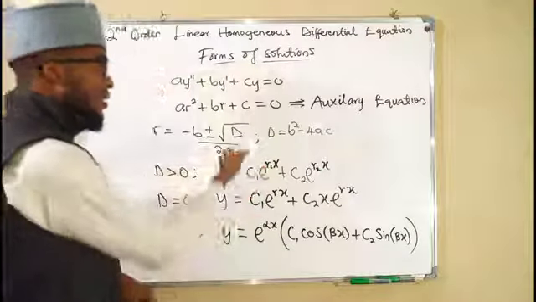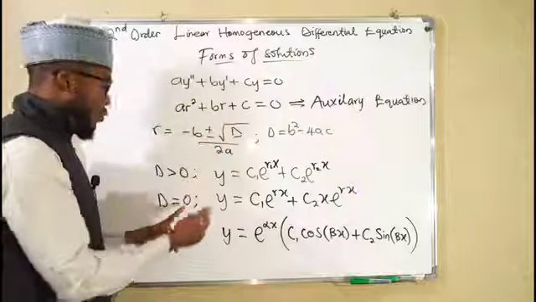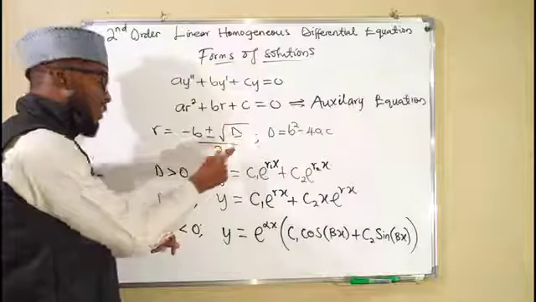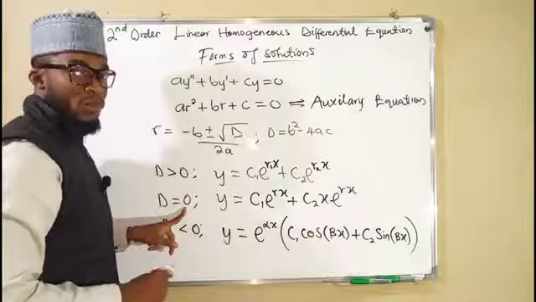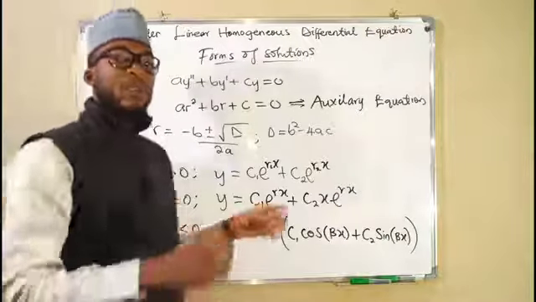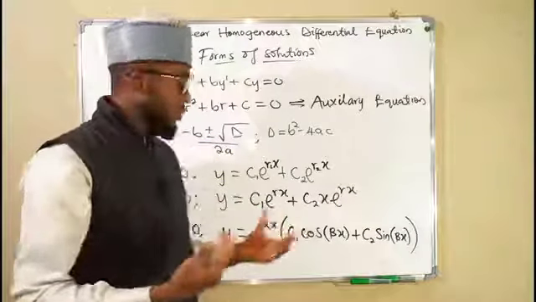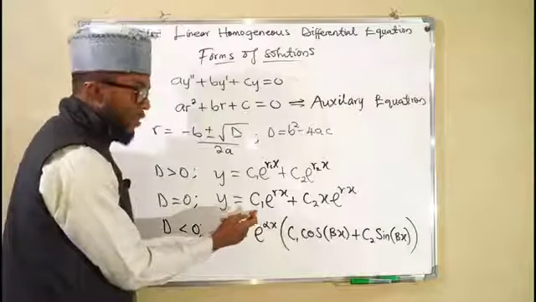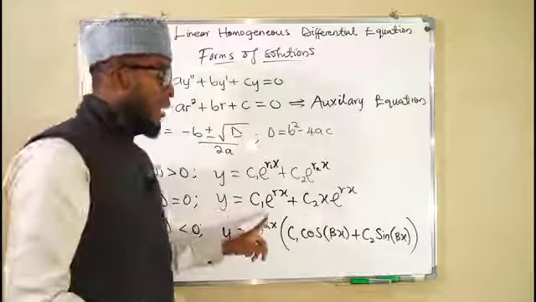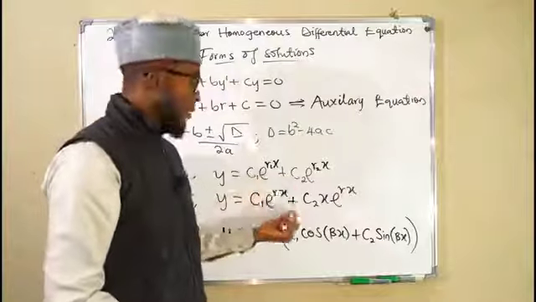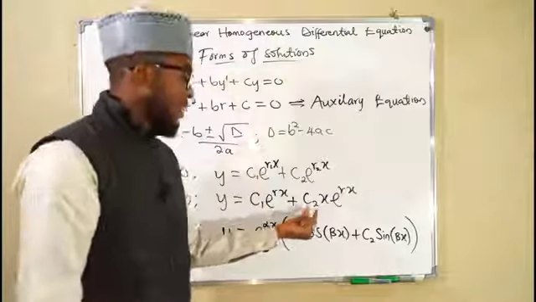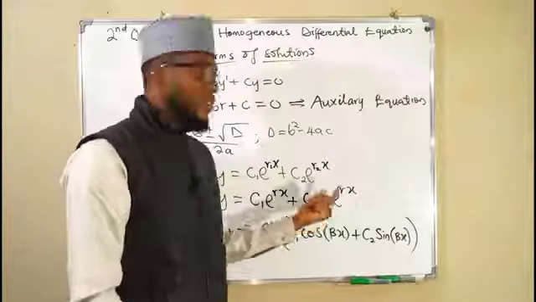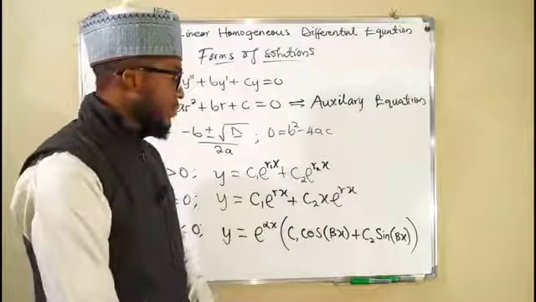But sometimes solving this quadratic equation, we are going to obtain the value of d to be equal to 0. In that case, we say we have real and equal roots. When we have equal roots, our solution is going to be in this form: a constant multiplied by e to that root times x plus another constant times x times e to that root times x.